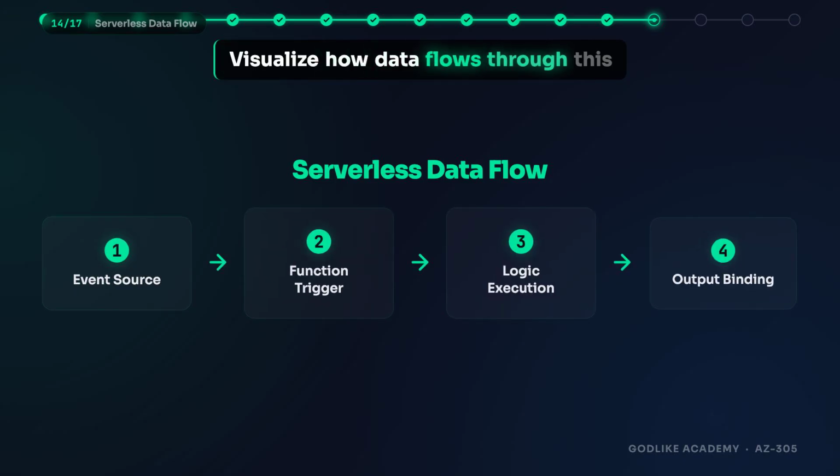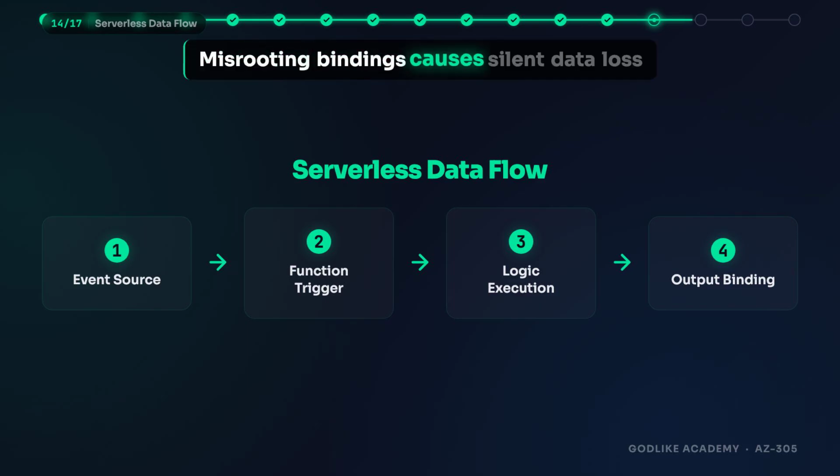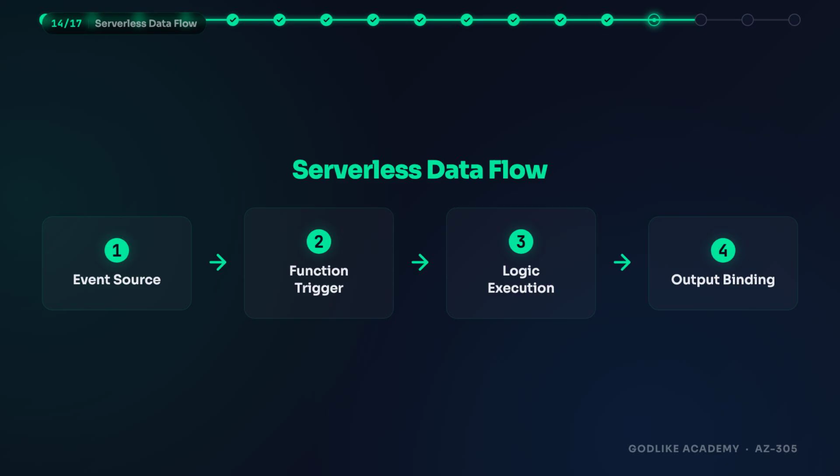Visualize how data flows through this specific architecture carefully. An event source triggers the function via a defined trigger attribute. The function executes your business logic within the allocated memory budget. Then, an output binding sends the result to a storage service like Cosmos DB or SQL. Misrouting bindings causes silent data loss and breaks downstream reporting tools.